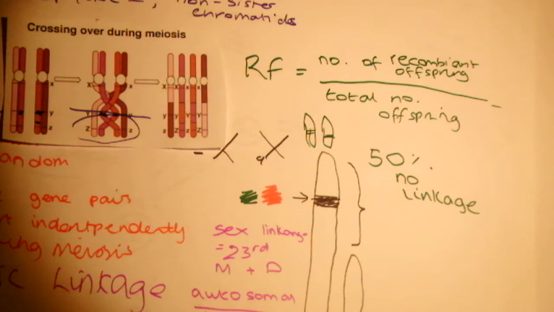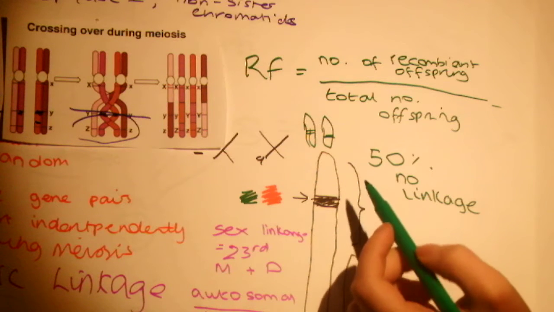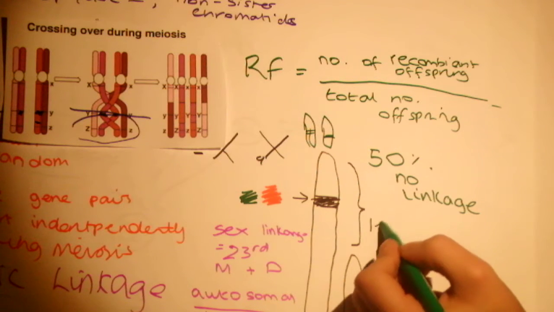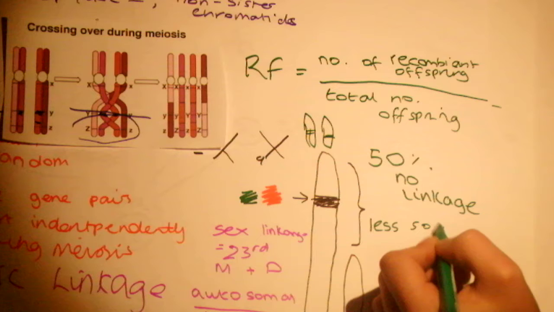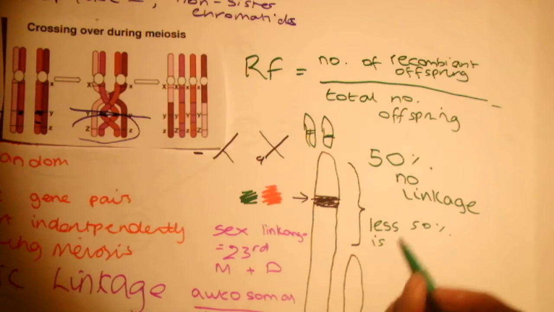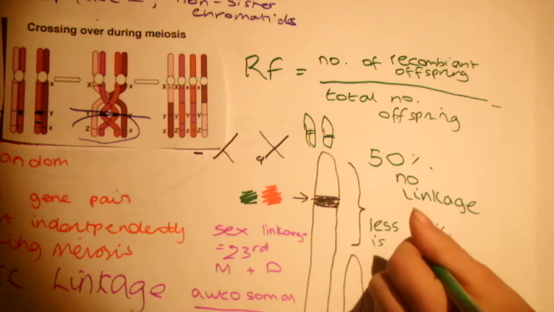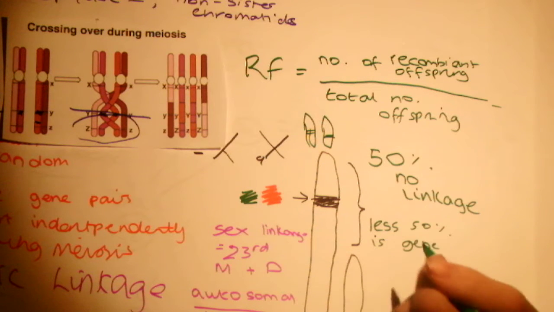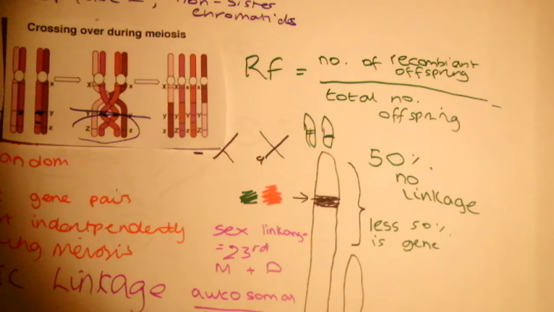However, if the recombination frequency is less than 50%, this means there is gene linkage. The smaller it is, the more gene linkage there is, and the random process of independent assortment has been hindered. So the genes are together and there's no independent assortment, which has caused different changes in the genetics.